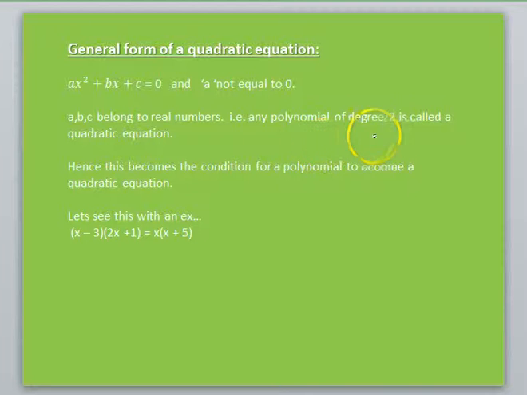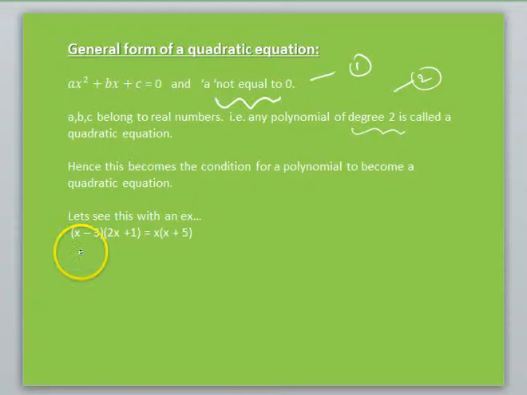Therefore, any polynomial of degree 2 is called a quadratic equation. Hence, this becomes the condition for a polynomial to become a quadratic equation. Degree being 2 and a not equal to 0 are the respective conditions here, 1 and 2. Let's see it with an example here. x minus 3 into 2x plus 1 is equal to x into x plus 5.